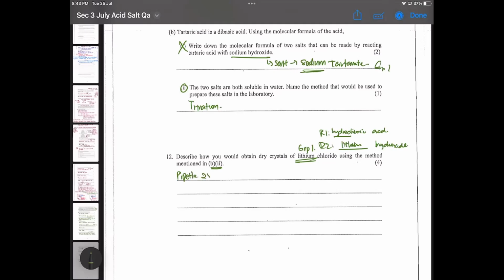Okay, in this case, we can say pipette 25 cm cube of lithium hydroxide into a conical flask, and then just mention add a suitable indicator. You don't have to state the indicator. If you want, you can say methyl orange or whatever your school has been using. But otherwise, you can say add a suitable indicator.